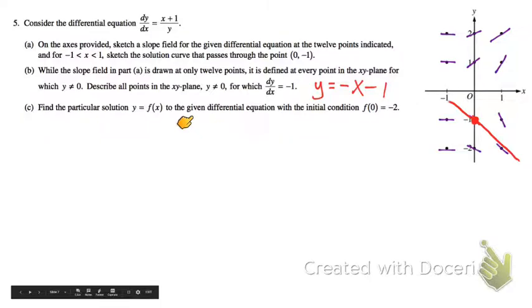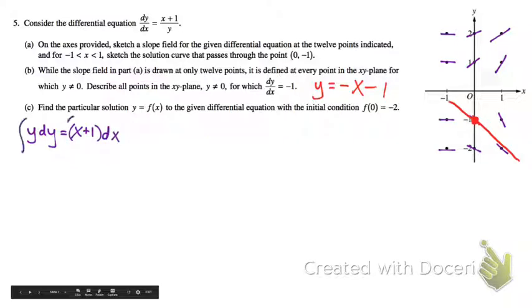All right. Last but not least, part C, which is the big kahuna. This is where we get most of our points from. It says to find the particular solution given the initial condition that f of 0 equals negative 2. So remember the steps from what we did yesterday. First step is to separate the variables. So I'm going to do that by multiplying the y over to the left-hand side and multiplying dx over to the right-hand side. So this is y dy equals x plus 1 dx.